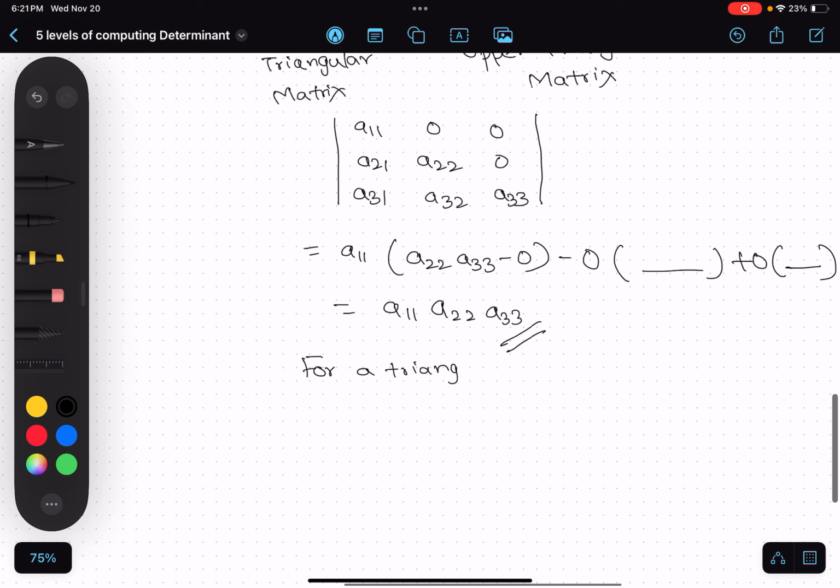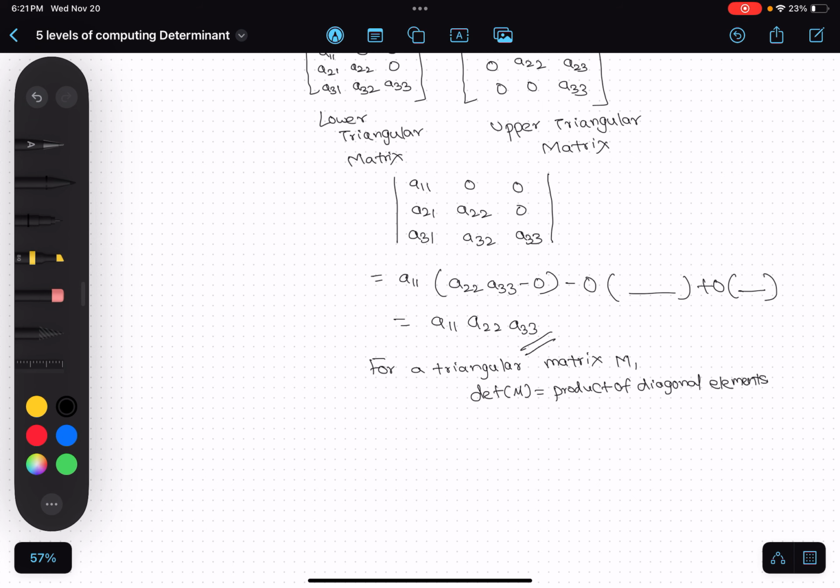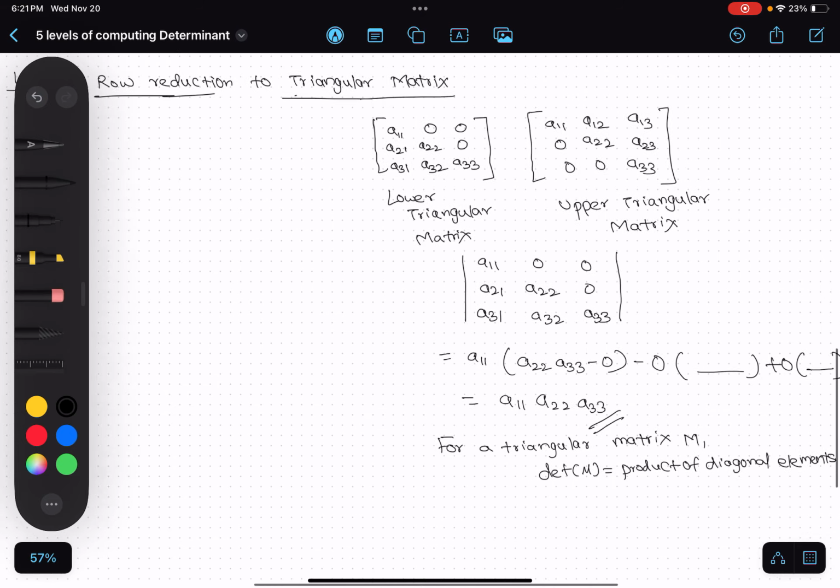For a triangular matrix M, the determinant of M is just the product of the main diagonal elements. Though we needed the first way to prove this, now that we know this, we can find the determinant in a fairly similar way. Okay, now I guess you got this idea, right? For a triangular matrix, the determinant is just the product of diagonal elements.